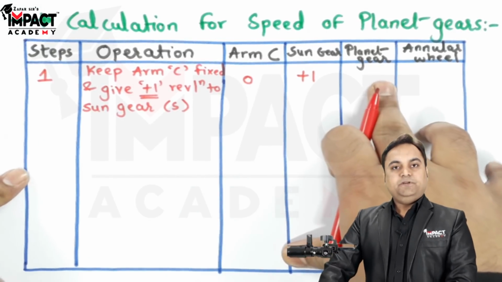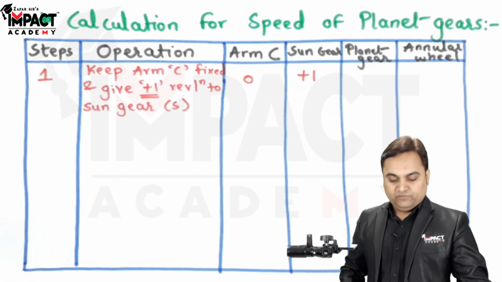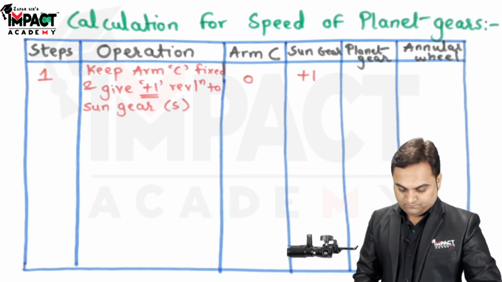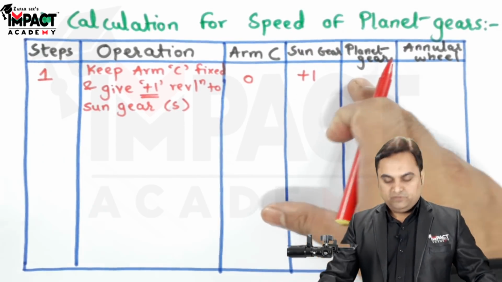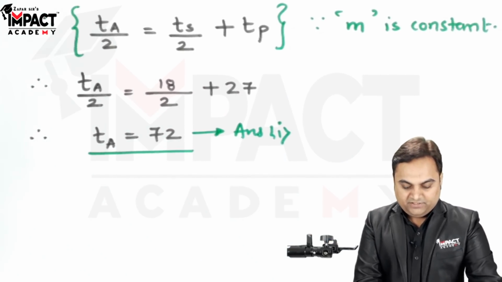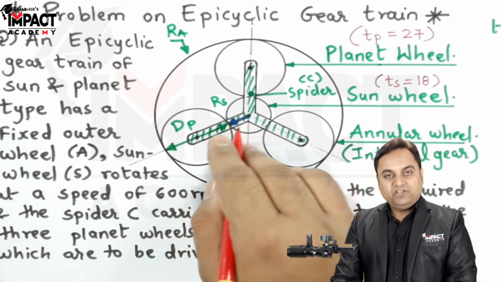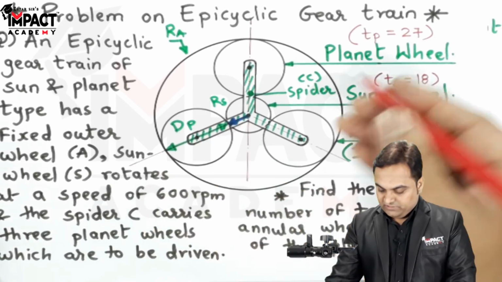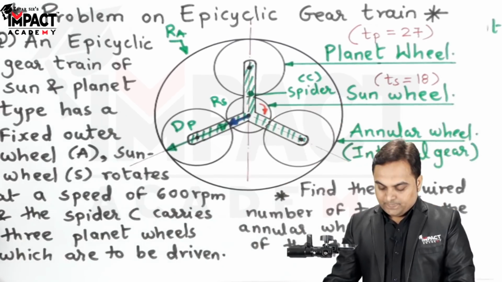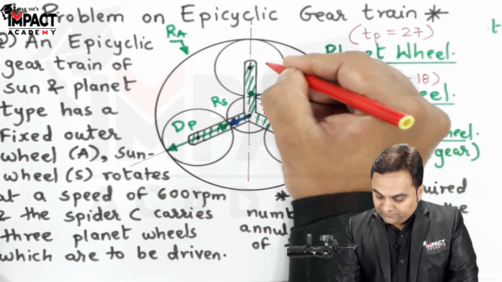Now I need to find the speed of the planet gear. So for that, I'll explain how to get it. We have to use the velocity ratio concept. We have to find the speed of the planet gear. Now planet, it is driven with the help of the sun gear. So the sun gear is the driving gear, whereas the planet gear is the driven, and sun, I am assuming it to be rotating in a clockwise sense. So these planet gears would be rotating in an anti-clockwise manner.